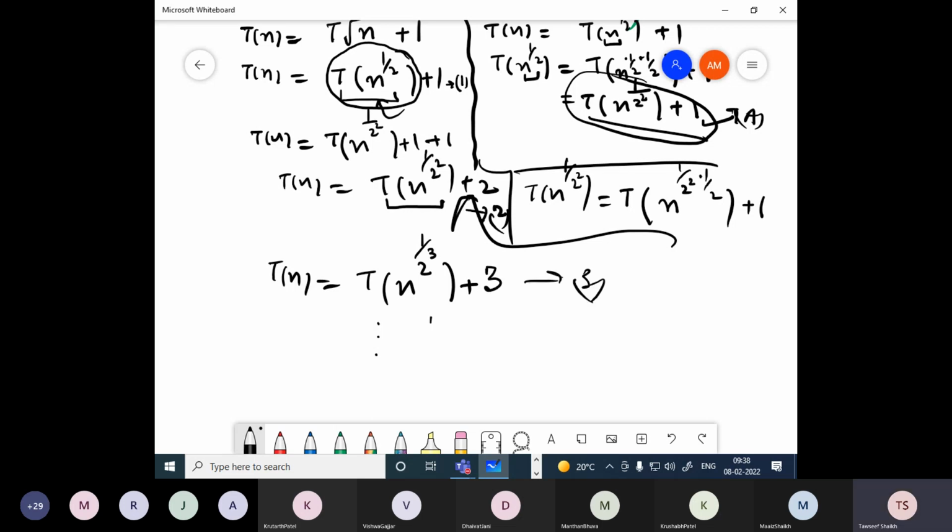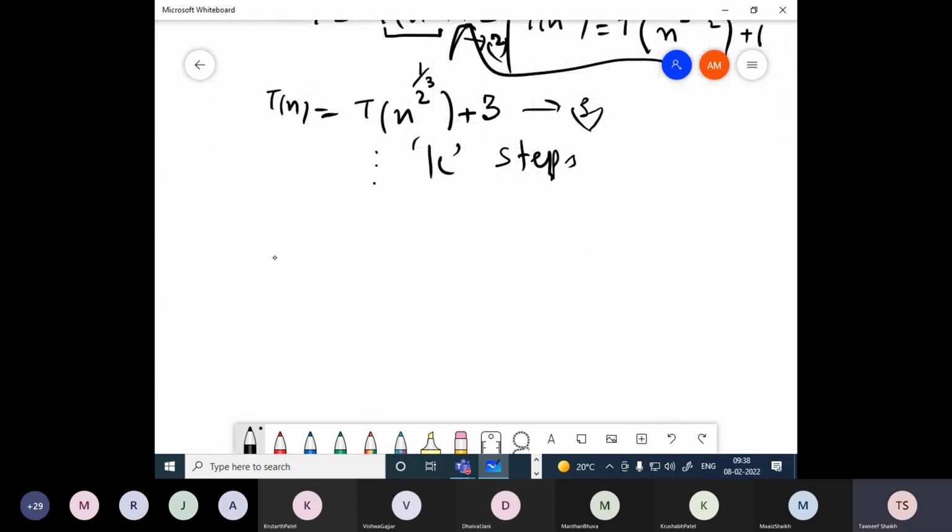So again, if I go for k steps, there I have found the pattern. And the pattern is what? For the kth step, T of n will be looking like T of n to the power 1 by 2 power k, plus k. This will be for the kth step.